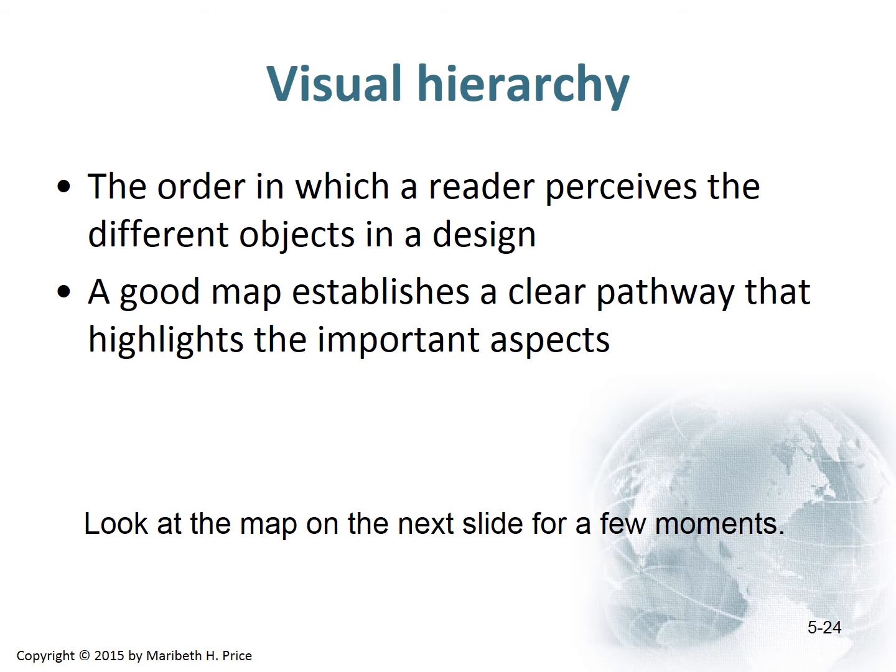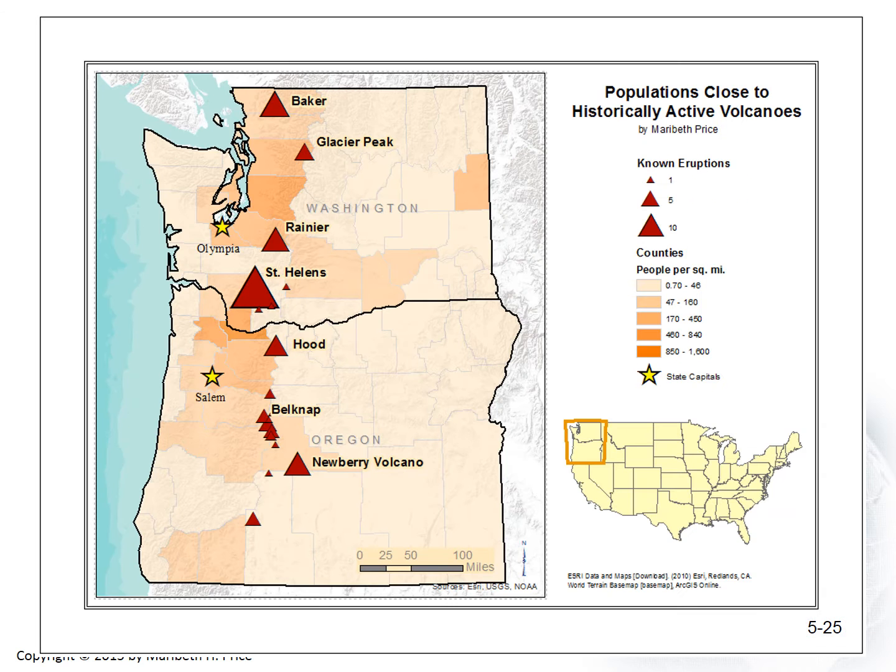So look at the map on the next slides for a few minutes, then we'll talk about it. Let's just look at what all we have here. We've got a nice map with a small inset down there identifying the general region we're talking about. We have a legend that shows us our state capitals, and we have a varied color ramp that tells us the number of people per square mile, and then we have volcanoes that are relative in size by the number of known eruptions.